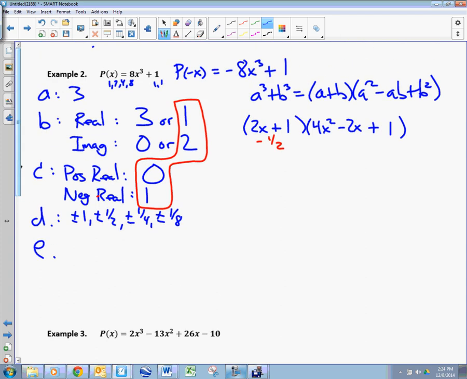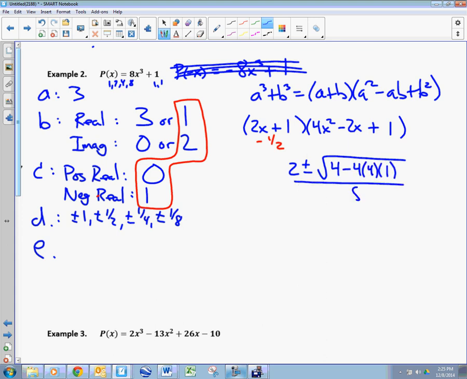That means there's a sign change. We're not factoring that. We're factoring this. I only use p of negative x to identify the number of negative real solutions. That's it. Okay? Is that clear? Okay, quadratic formula. You guys are so good at this, you could set it up quick. Negative b plus or minus square root of 4 minus 4 times 1 all over 8.